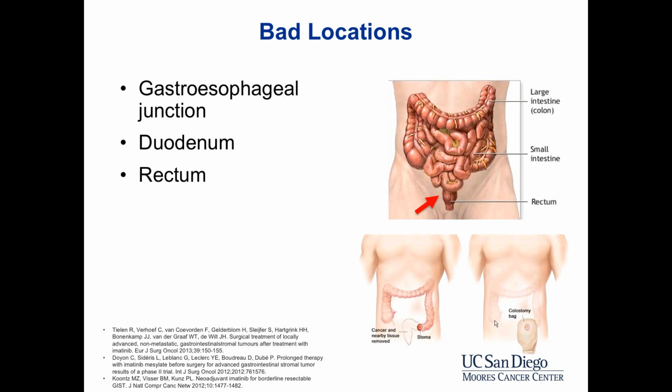And the third location being the rectum. As I mentioned before, this is a small area, and sometimes with rectal tumors, reconstruction can be difficult, and in certain situations somebody might need to have an ostomy bag, in order to ensure resection of the tumor with appropriate margins and maintain an ability to have normal bowel function.